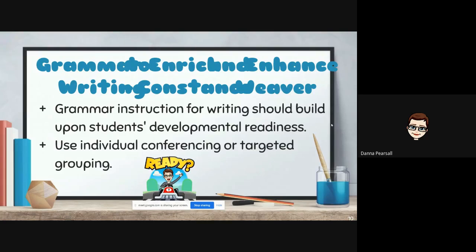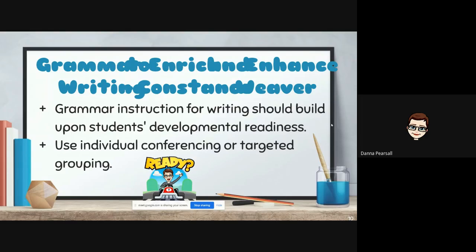All right, and then now grammar instruction for writing should build upon students' developmental readiness. I don't know if any of you have heard of the book 180 Days or read it, but it's a pretty famous book. It's been out a few years now, and it's put together by a couple of English teachers, and it talks about their methods for teaching reading and writing. And they have found that the best way to teach reading and writing is through individual student conferencing and targeted grouping.